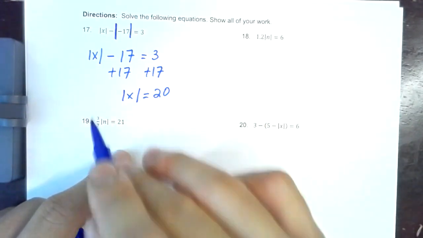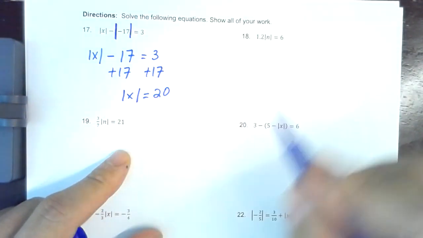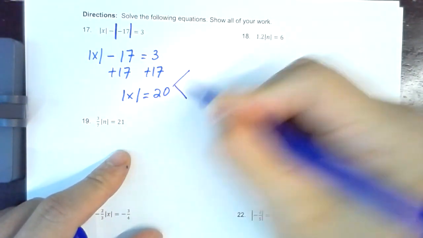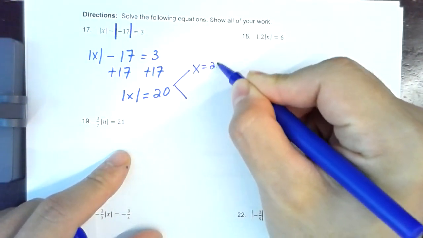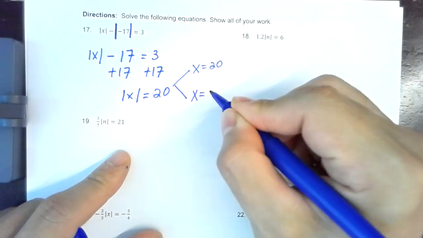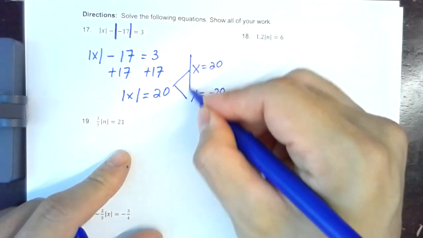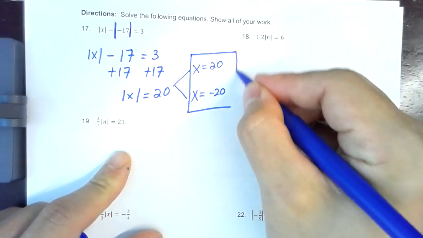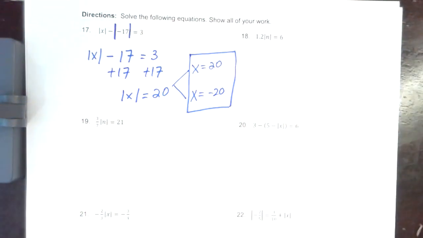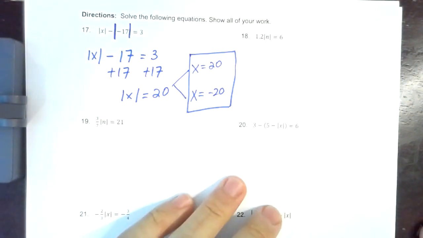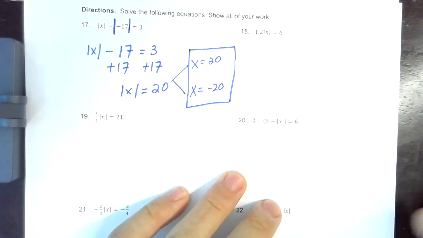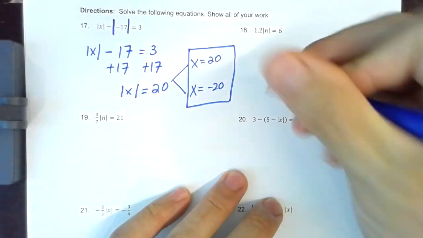So once I have the absolute value bars exactly perfectly isolated like this, there's nothing else to do. There's no constant. There is no coefficient in front. I then am able to split into two answers, and that's my final answer. You always want to split as your last step. Okay, let's skip to number 20 because it looks interesting.